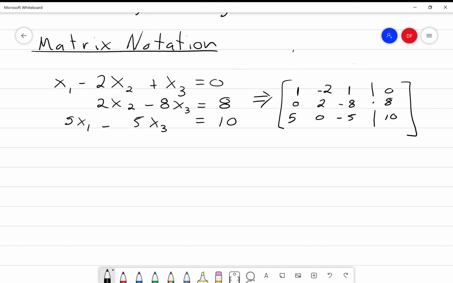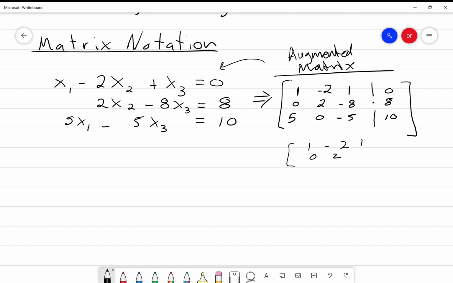This is called an augmented matrix. And it represents this system of linear equations. If I had a matrix that looks like this, 5, 0, negative 5, without this part, then this right here is called the coefficient matrix.